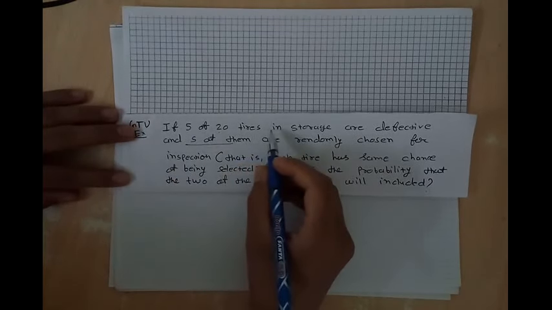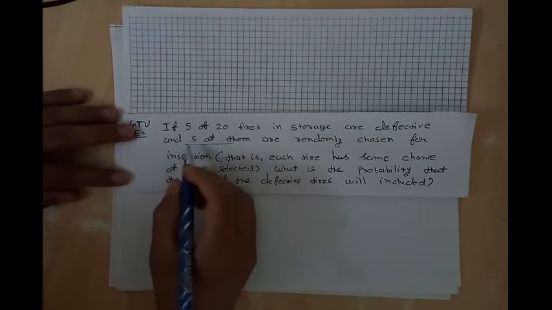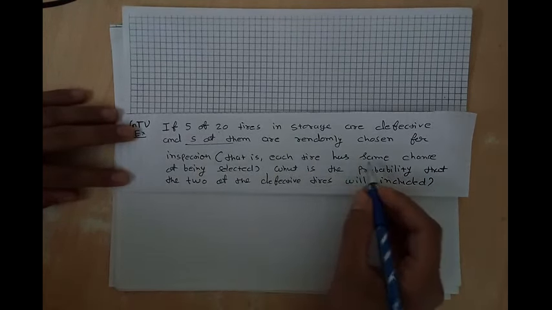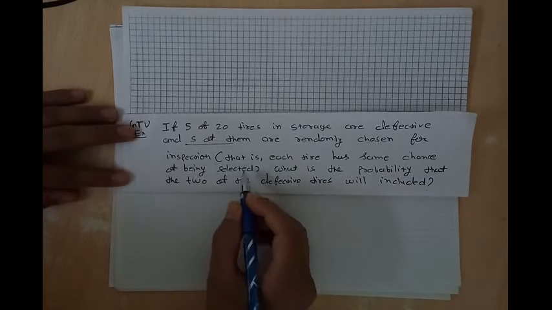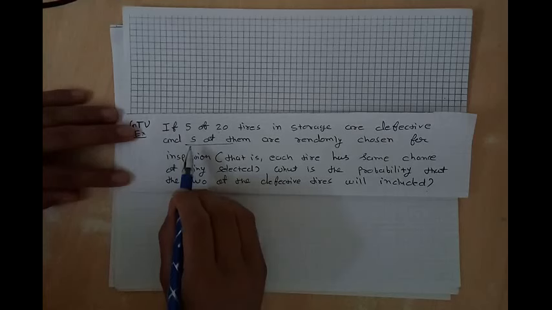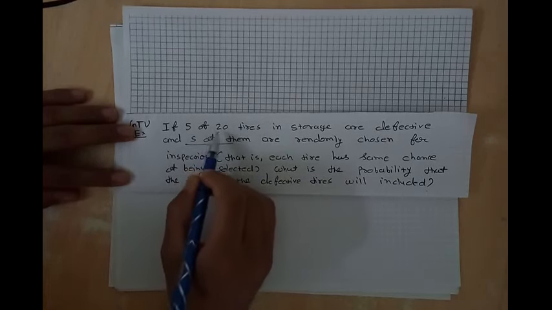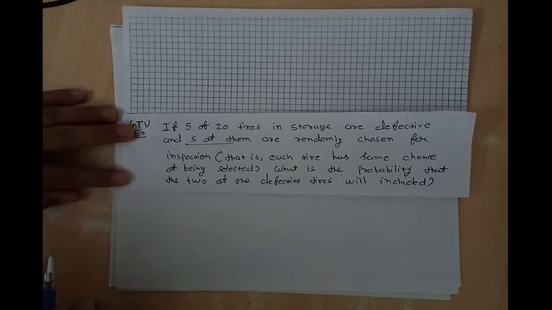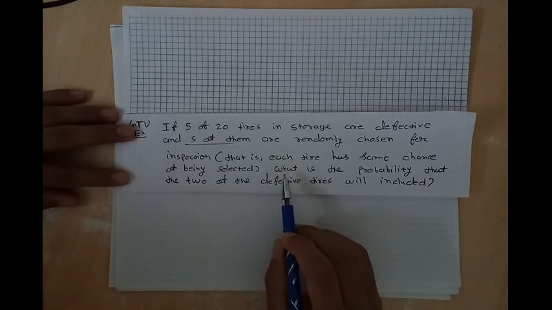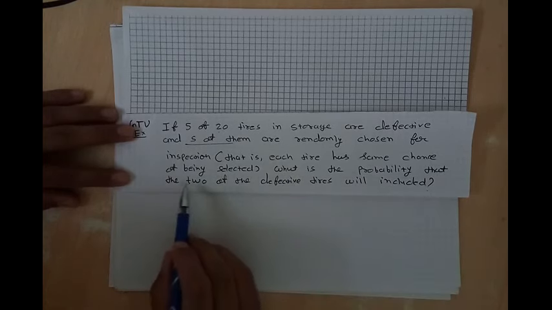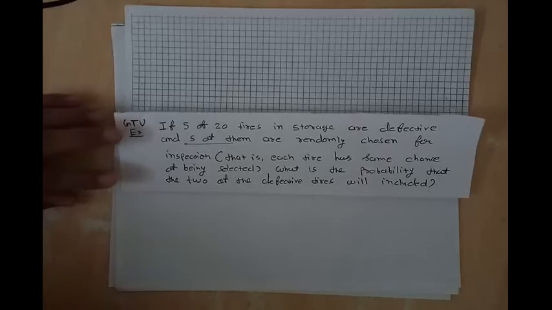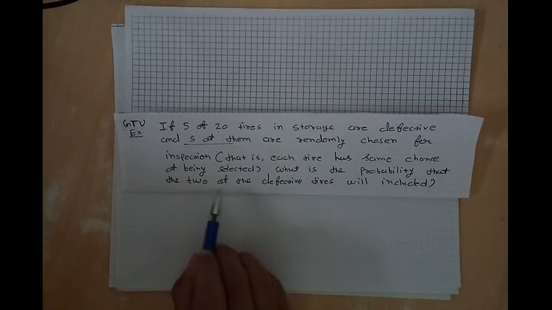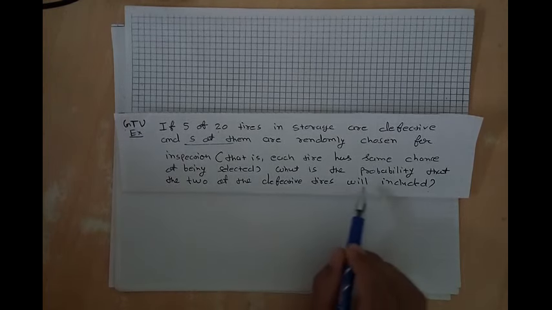If 5 of 20 tires in storage are defective and 5 of them are randomly chosen for inspection, and each tire has the same chance of being selected. So from 20 tires we have to select 5 tires, and in 20 tires 5 tires are defective and 15 are okay. So from the chosen tires, what is the probability that 2 of them are defective? So we have to find the probability that 2 defective tires are chosen.